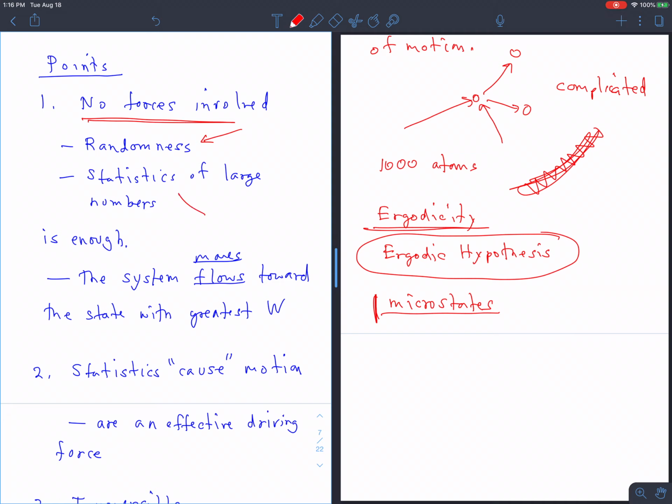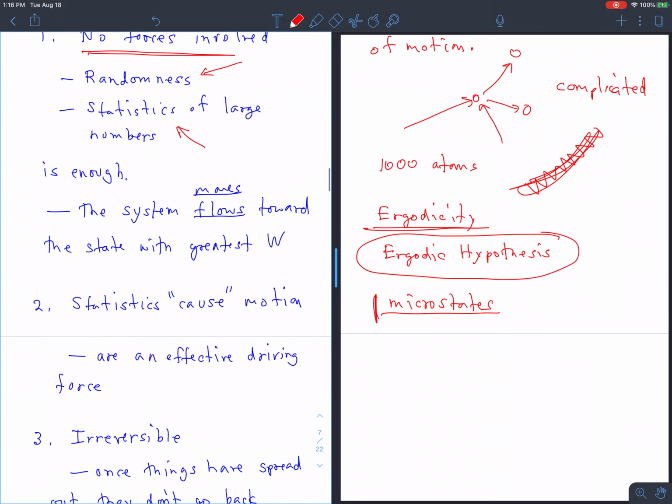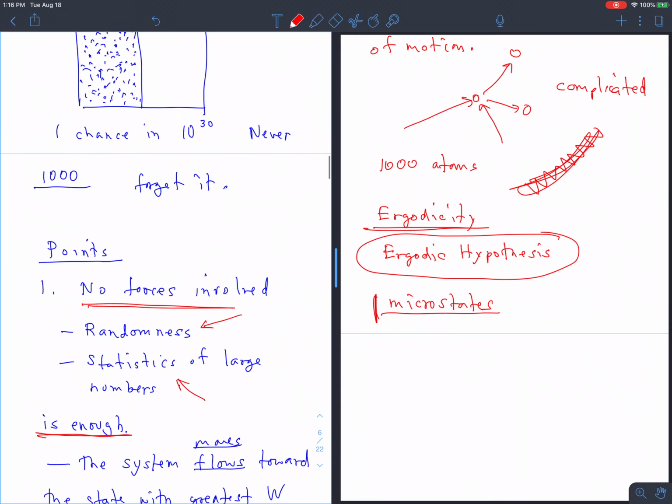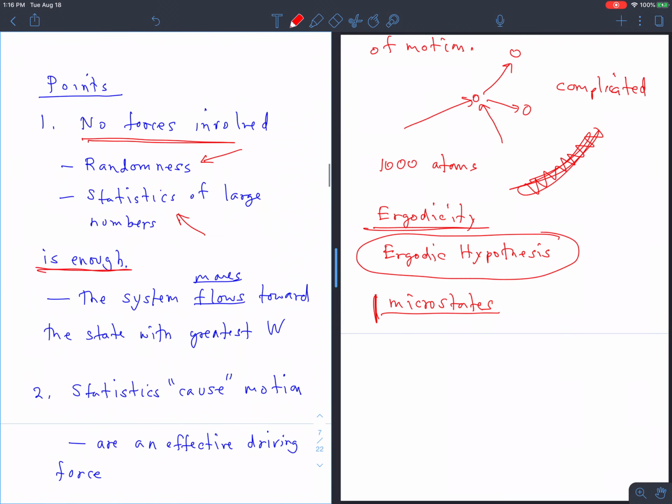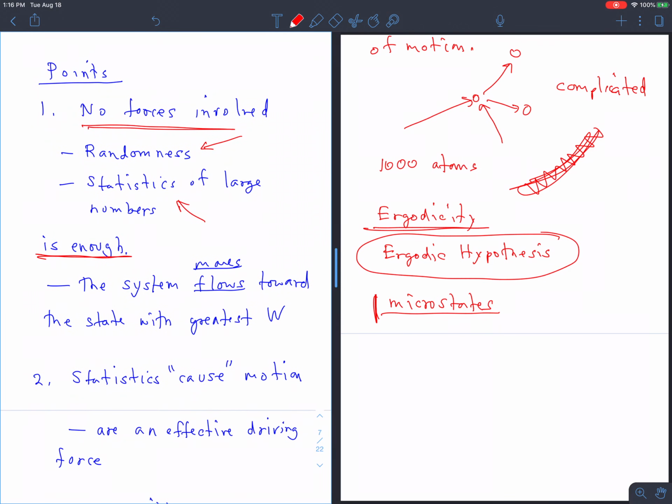Yeah, and it's a result of the statistics of large numbers. The statistics of large numbers and randomness together are enough to explain this macroscopic behavior. If this is a gas we're seeing here and we let this barrier out, macroscopically, we know the gas is going to rush to the other side. And the explanation for that is purely statistics. It has nothing to do with mechanical forces per se.